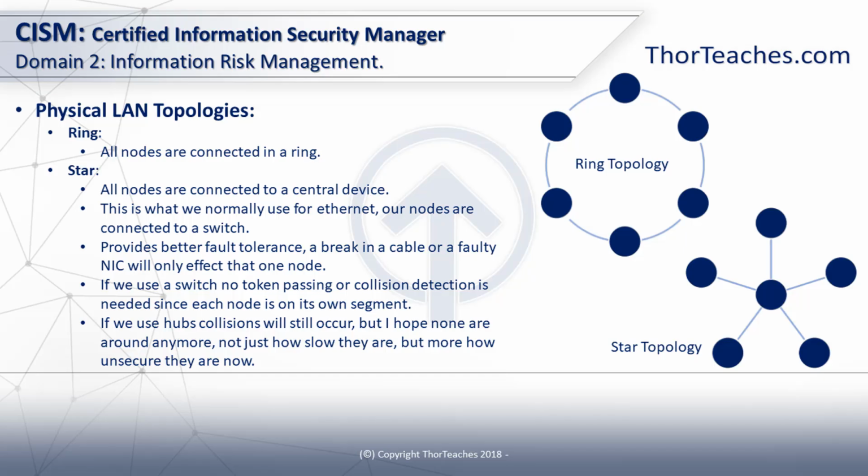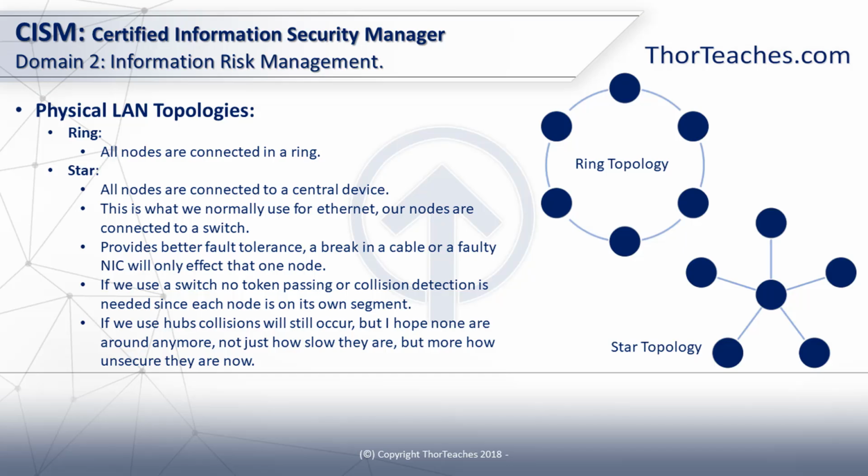All nodes are connected to a central device. This is what we use for our Ethernet. The center of the star is our switch. If again the workstation at the top dies, the NIC fails, the cable dies, the cable is cut, whatever happens, it only affects that one workstation. And if we use a switch, we don't need token passing, we don't need collision detection, anything like that, because every single node is segmented off on its own collision domain.